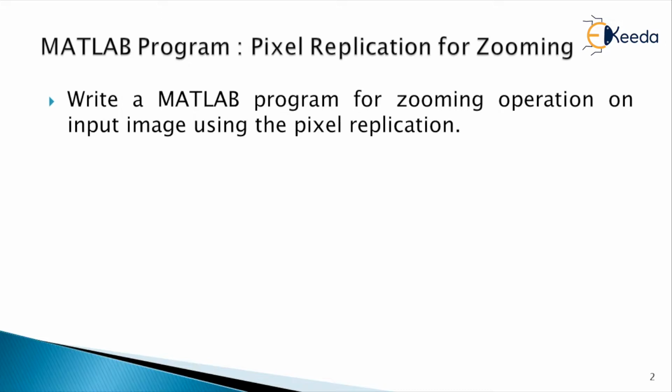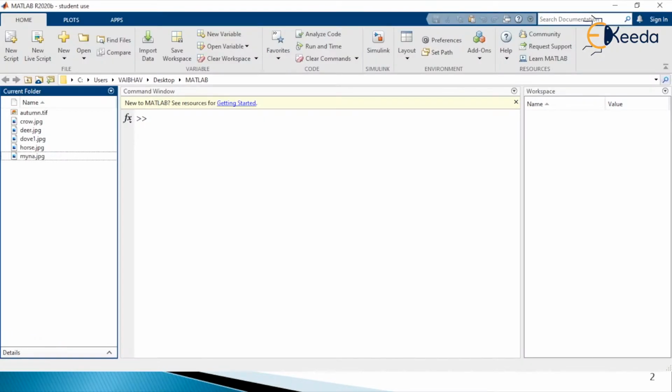So first of all, let us switch to the MATLAB environment. Here we have the MATLAB environment, and on the desktop we have our current directory folder. In this current directory folder, named MATLAB, we have the input images: autumn.tif, crow.jpg, deer.jpg, doe1.jpg, horse.jpg, myna.jpg. These are the sample images we are going to process for the zooming operation using pixel replication.